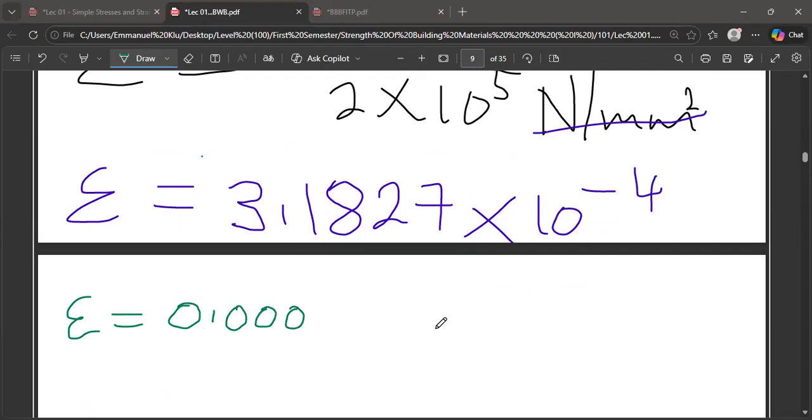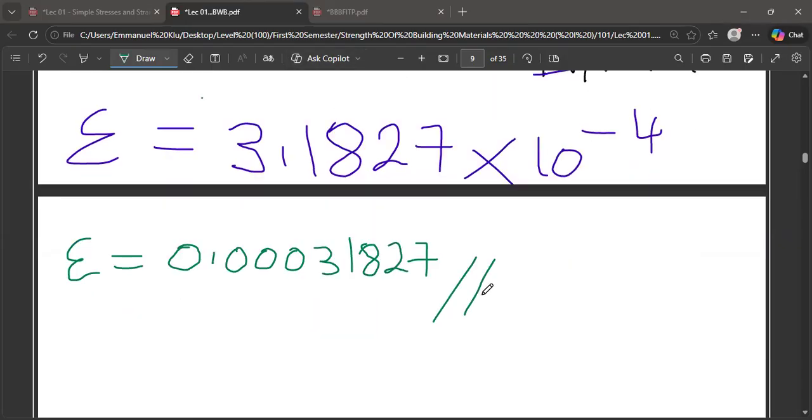So that is 0.000. If you want to write it in decimal, 1, 2, 3, 4, then 3, then the numbers will follow like that: 3, 1, 8, 2, 7. You see, then you can leave your answer like that because we said that it has no unit. Please, are we all getting the same answer? Yes, yes, please. All right, thank you.